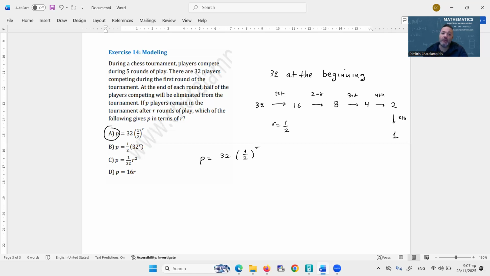Let's confirm that. Here R stands for the rounds. In my case, R was the ratio. So if we are on the first round, 32 times 1/2 should be 16. If we were on the second round, 32 times 1/2 squared, which is 32 times 1/4, would be 8, and so on. Once again, the right answer for this question is A.